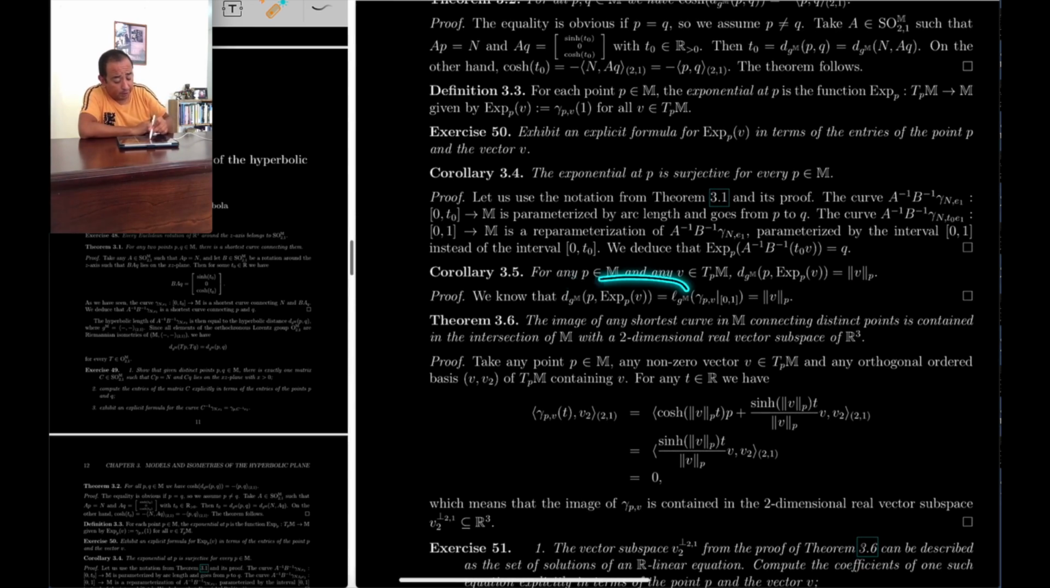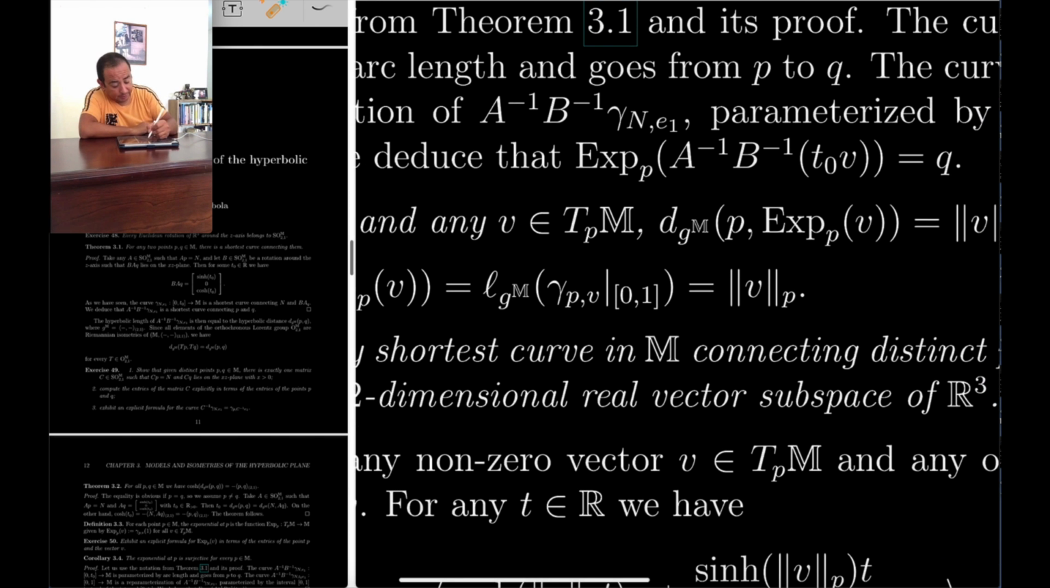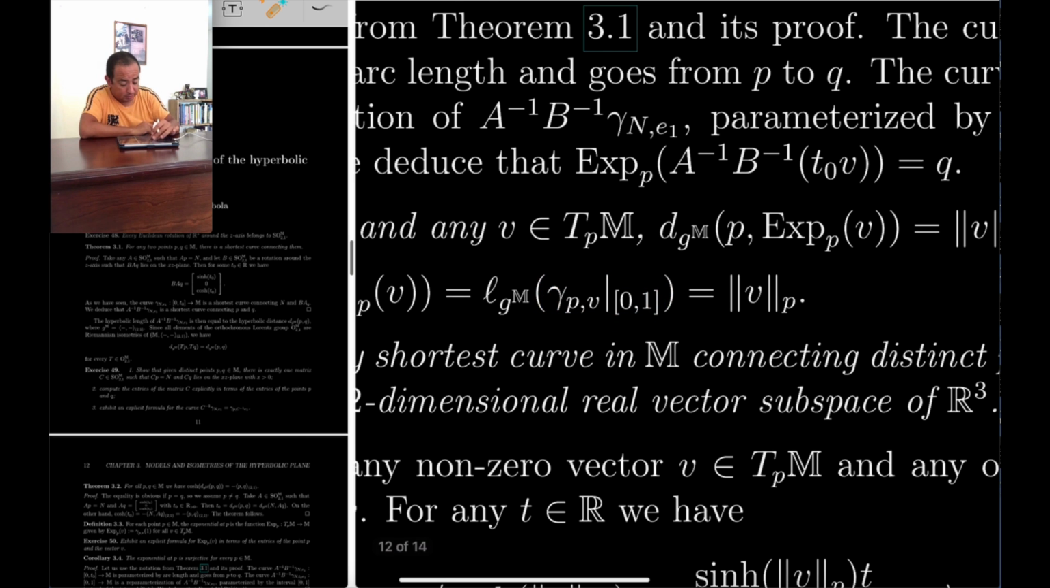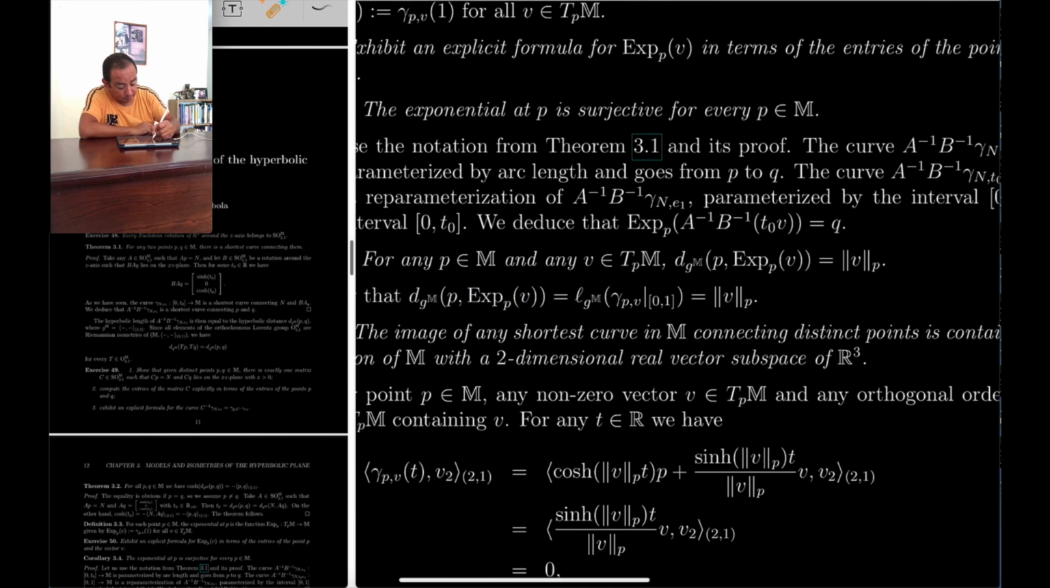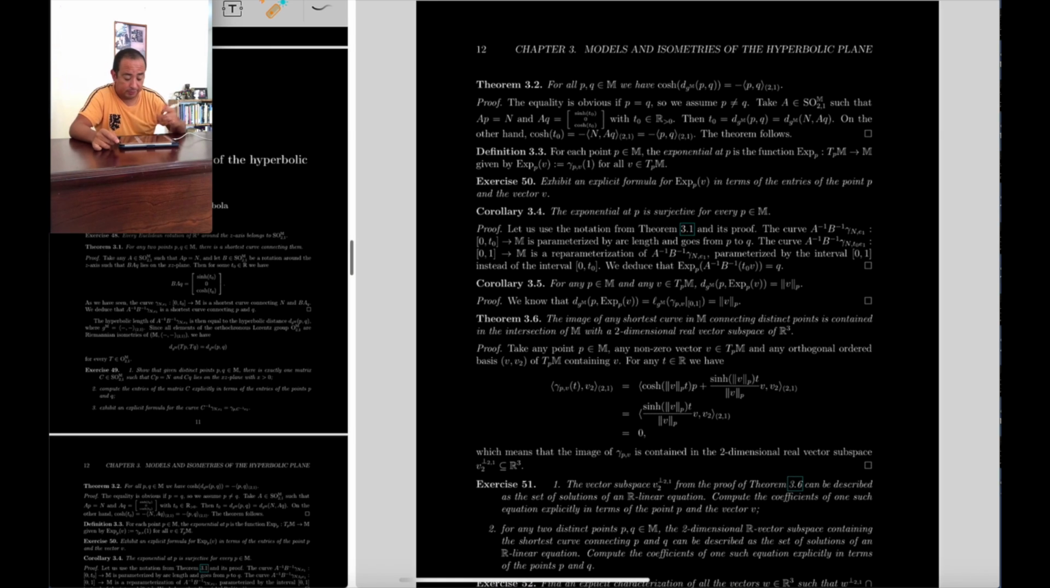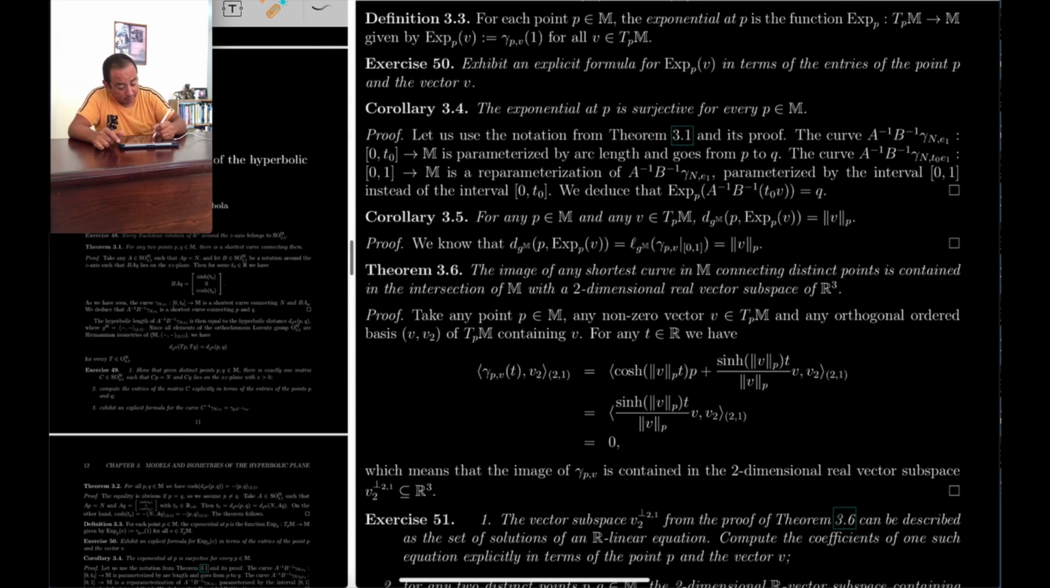Okay, and the proof is quite easy. The distance between this point and this point is precisely the length of the shortest curve joining the points, right? Which is this one. Okay, but that length we computed, right? Since here the interval is 0, 1, that length is simply the norm of the vector, right? This we saw when we introduced these curves gamma PV, through this rule.